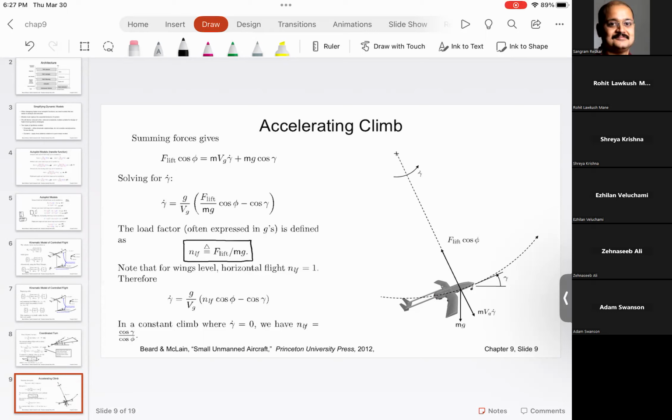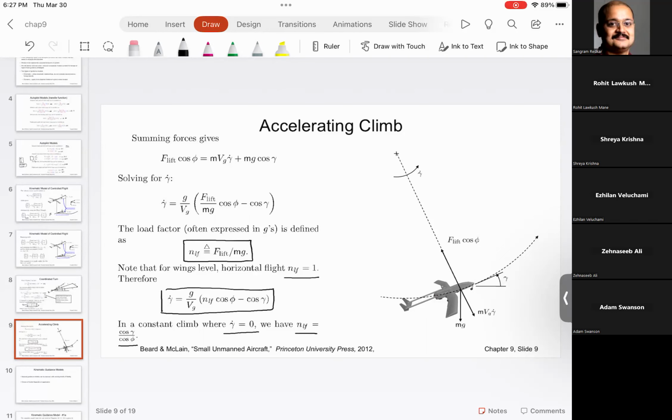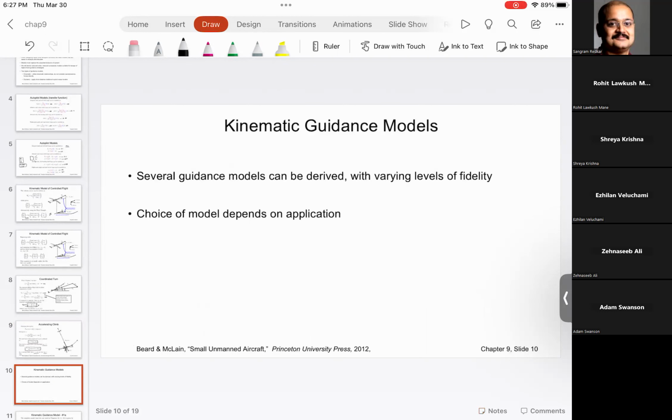The load factor equation is nothing but the force of lift divided by the weight of the aircraft. So for level flight, the load factor is 1, which means the weight of the aircraft is equal to the lift. So the aircraft is not climbing, the aircraft is flying straight. When the load factor is equal to 1, you can substitute, and then you have this equation for the load factor when the climb rate is 0, when the aircraft is in constant climb. So these equations pertain to certain aircraft maneuvers.